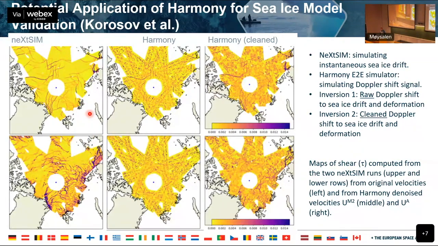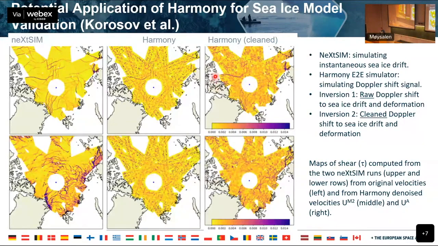So in the first column, you can see slightly different parameters in the rheology, which impact quite a lot the deformation field. And then we used the end-to-end simulator to simulate the Doppler shift signal that would have been seen from Harmony, and inverted that back to ice drift and back to ice deformation. So in these two columns, you can see inversion, and this is the preliminary version of the inversion algorithm, and this is a little bit better.